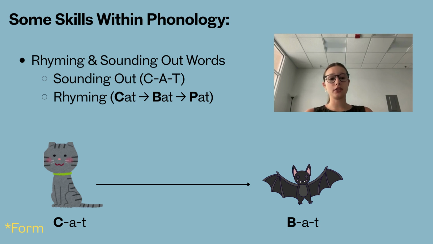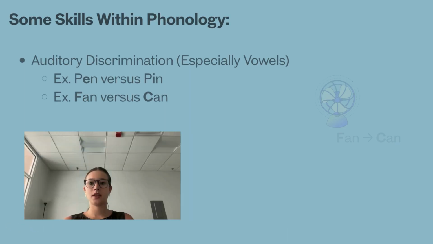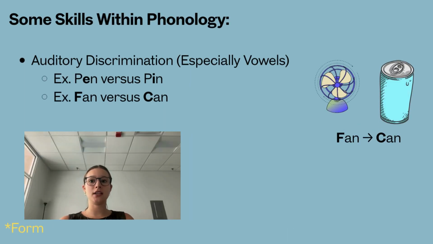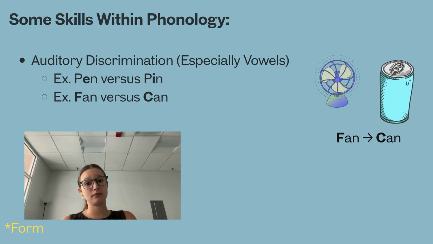Rhyming is changing the first consonant sound or consonant cluster and maintaining the vowel and following consonants, as you can see below. Ultimately, rhyming can help with spelling and reading. It is important to have the skill of differentiating sounds so that you can differentiate meaning. If you change just one sound in a word, it can completely change the meaning. For example, fan to can. Some people's sound systems are weak, and they cannot discriminate certain sounds from each other. People who struggle in this domain may hear a different word than what's actually being spoken. For example, hearing the word pin when someone is actually saying pen.